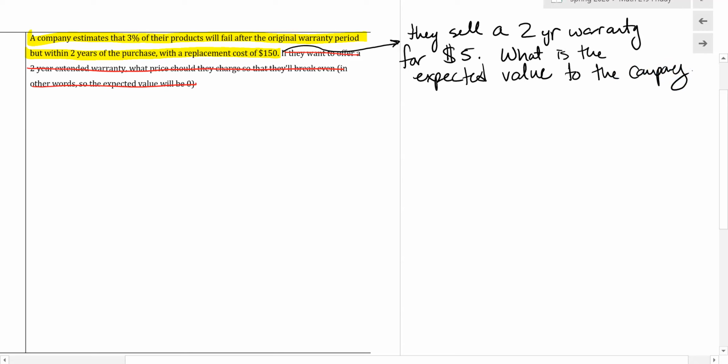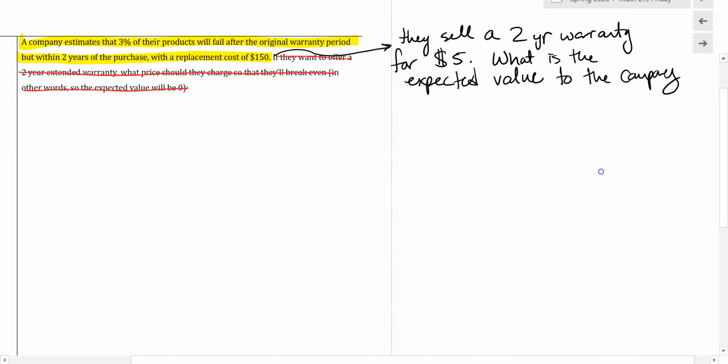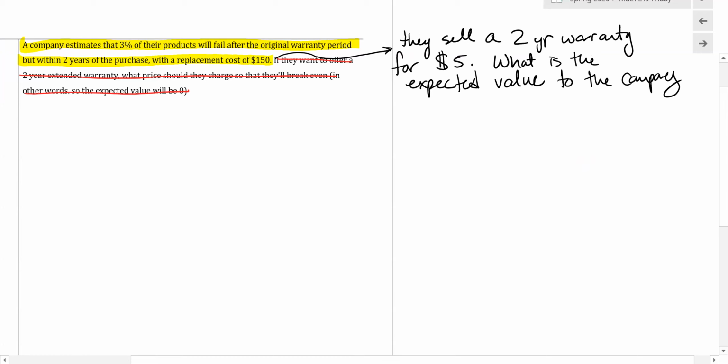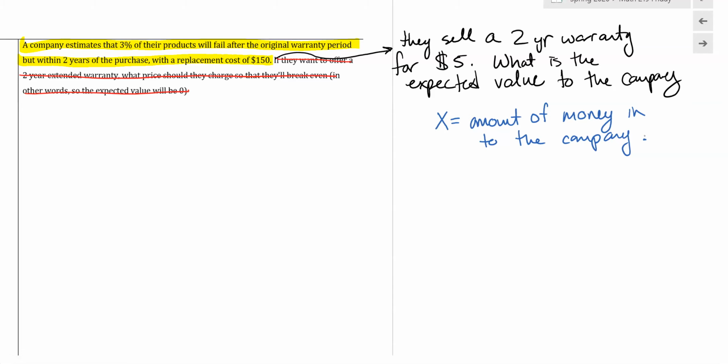You know, when they sell you a warranty, they're not doing it for your best interest. They're making money off the deal, or they're not doing good business. So this is just another expected value problem. So let's label a random variable here. What is it I'm trying to figure out? Let's let x equal the amount of money coming into the company. Because I want to find that expected value, the expected value of how much money the company can expect to get in, the mean, from each transaction.